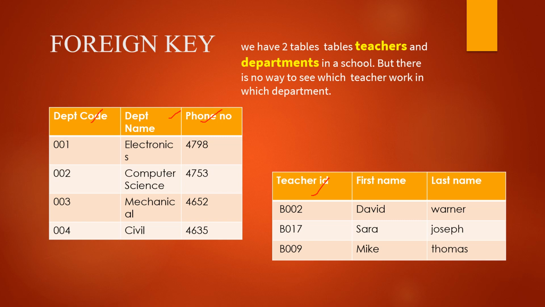When we add this attribute, this column, department code, to the teacher table, we can find the relationship between these two tables. When we add this column here, it means the department code is also given, for example 001. Then we can say which department the teacher is working in: the Electronics department. So we create a relationship between two tables by just adding a key. That key is known as the foreign key.